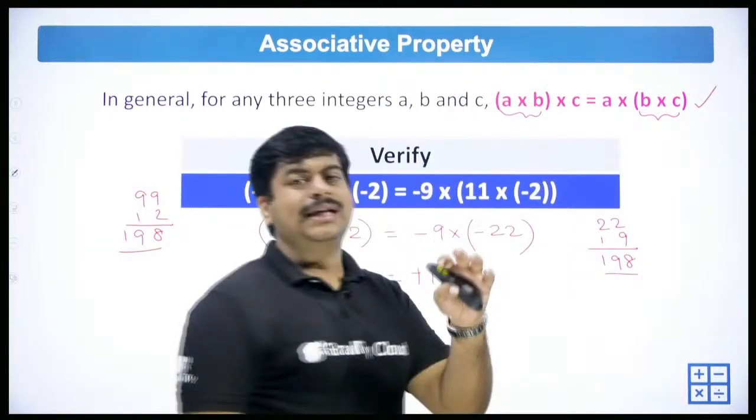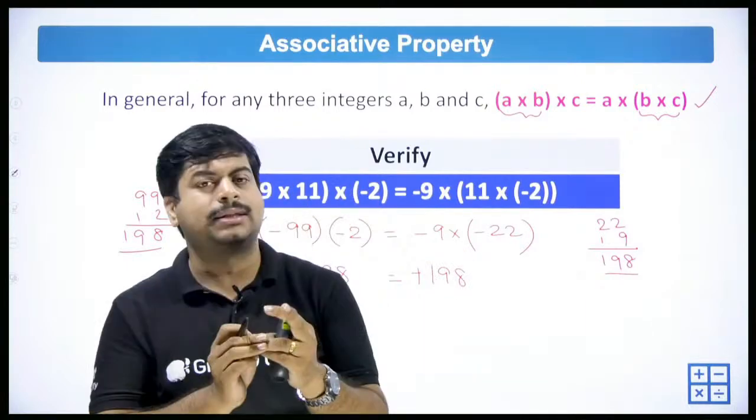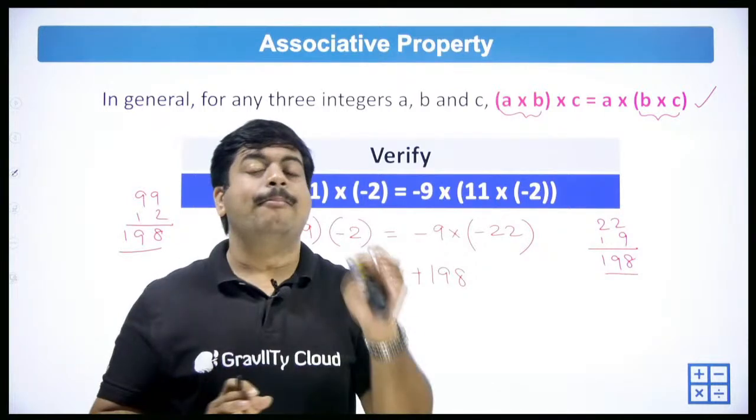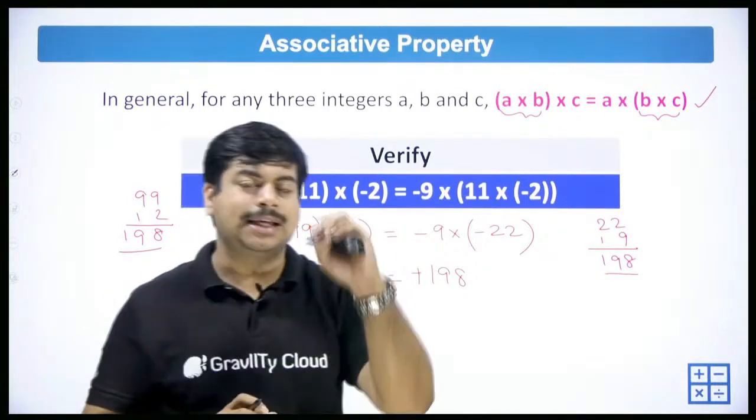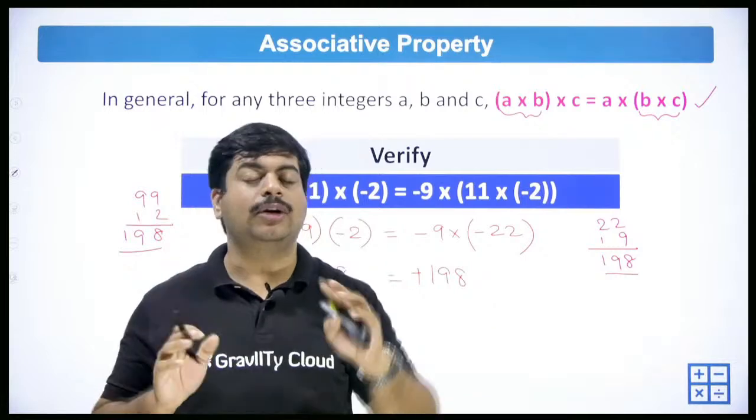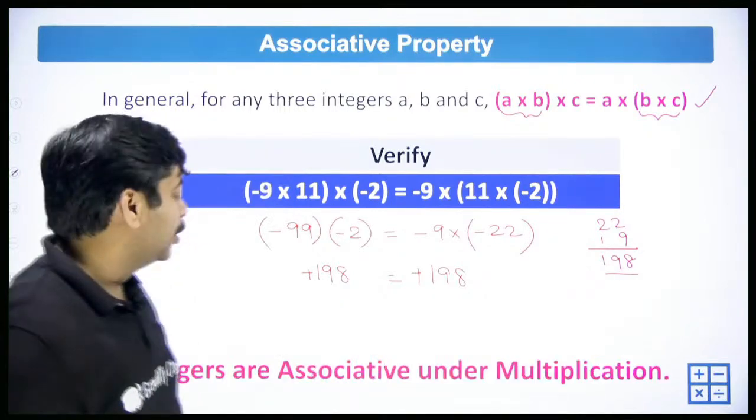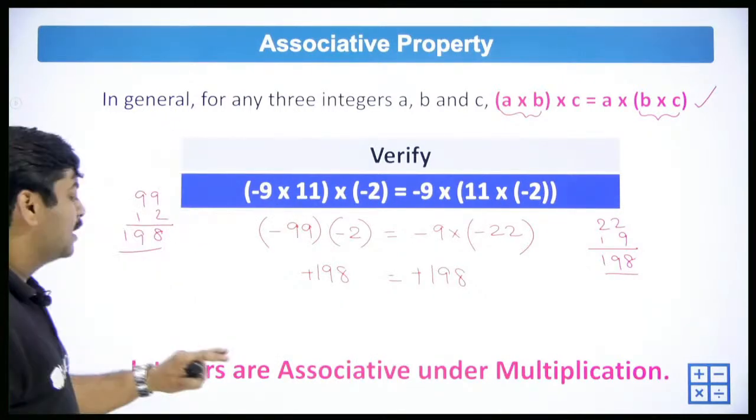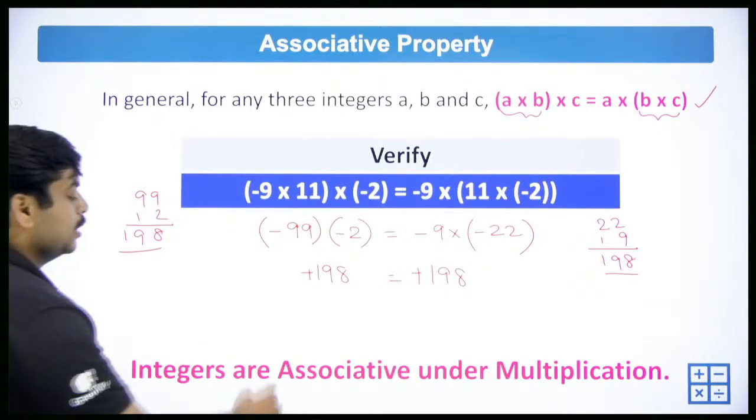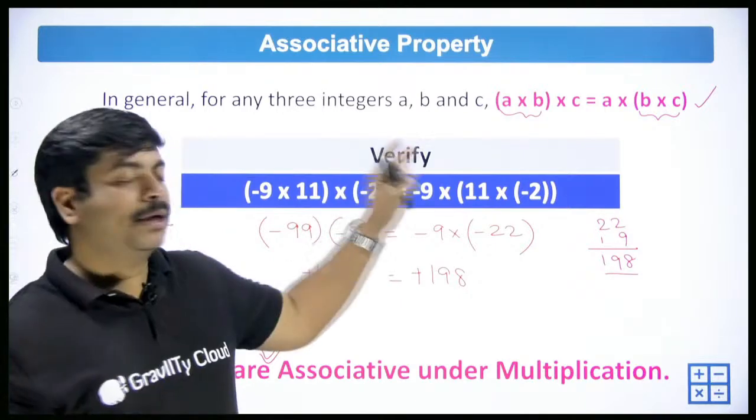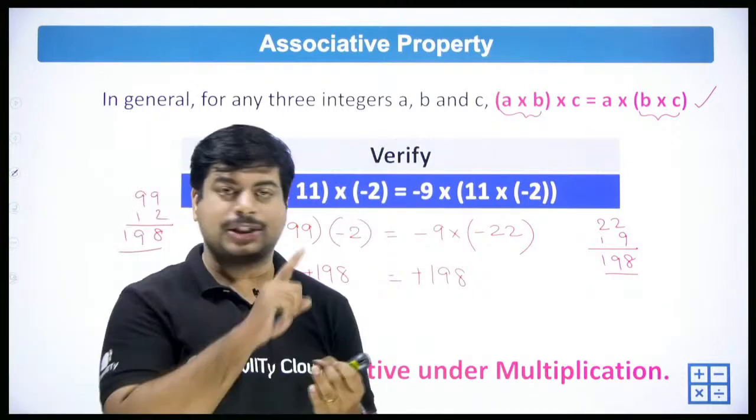Not only in integers, when you take natural numbers, whole numbers, zero as well, positive, negative, whatever the numbers, you can multiply in any order and you will get the same answer at the end, just like addition. You can add in any order, but not subtraction. So I can conclude that integers are associative under multiplication. Integers obey the associative property: addition, yes; subtraction, no; multiplication, yes. Now let us discuss division.